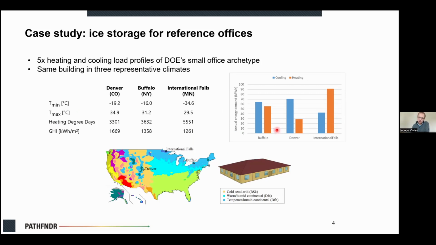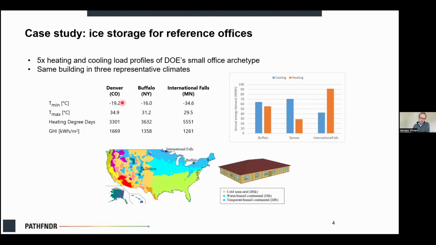So as you can see here, we took the reference small office building from the Department of Energy as a case study. So it is a virtual case study now, but just because we want to make a kind of sensitivity analysis on the effect of the weather on such performance. And here you can see the share of heating and cooling demand. It is almost the same in Buffalo. It is skewed on the cooling demand in Denver, and the other way around in International Falls.